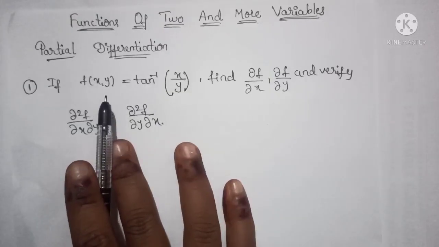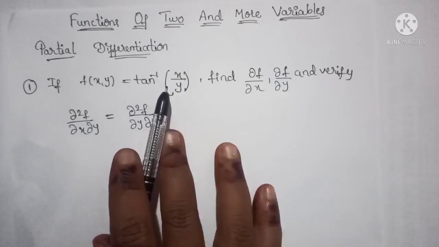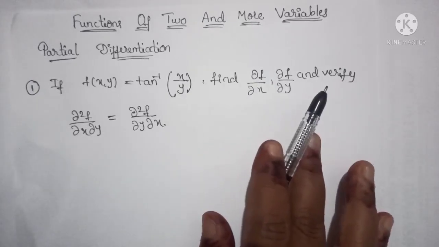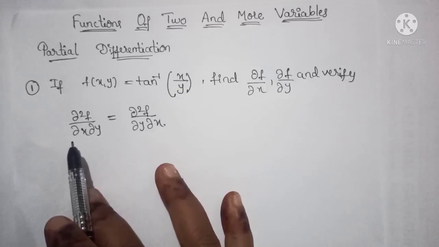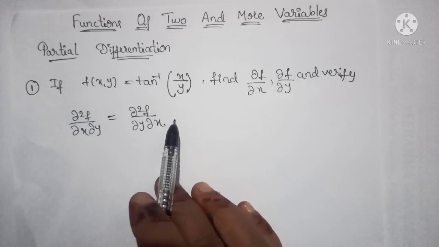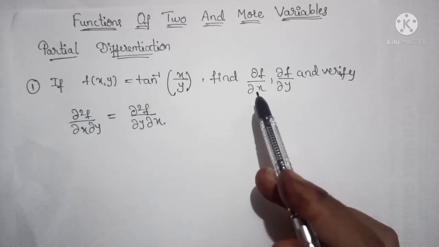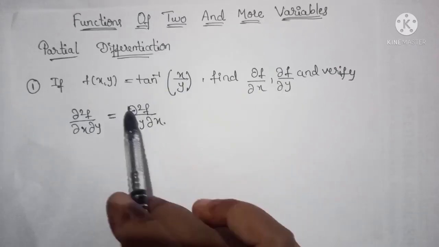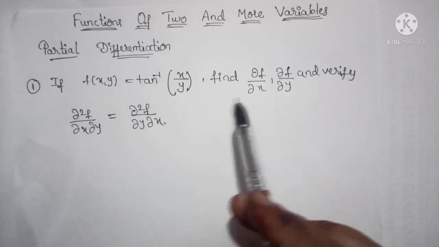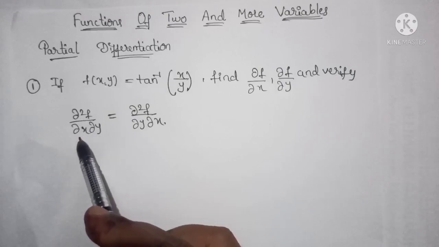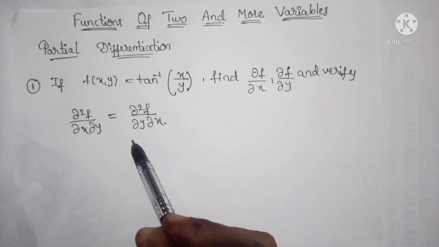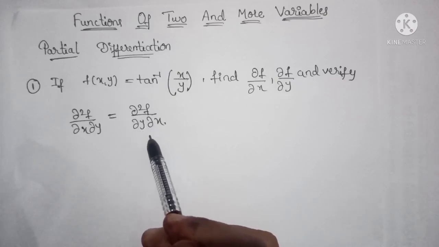First problem, if f of x y is equal to tan inverse of x by y, find ∂f/∂x, ∂f/∂y and verify ∂²f/∂x∂y equals ∂²f/∂y∂x. So that means here we need to find the partial differentiation of this function with respect to x and with respect to y. Also ∂²f/∂x∂y equals ∂²f/∂y∂x.